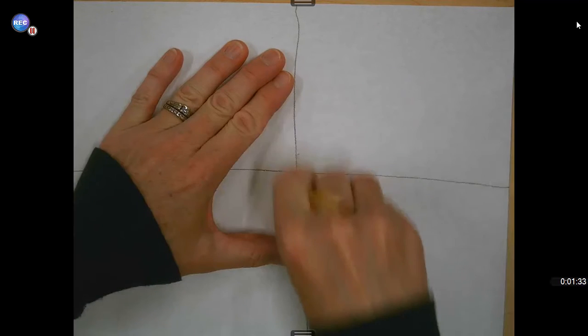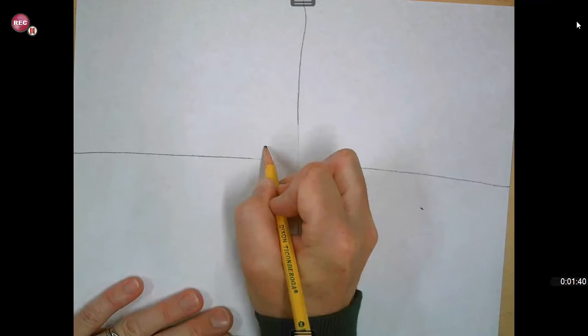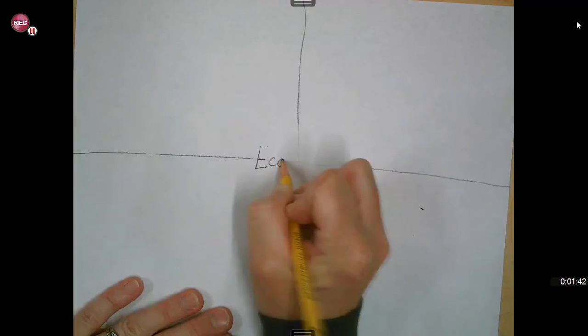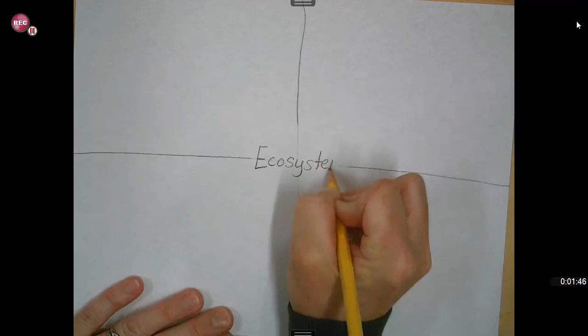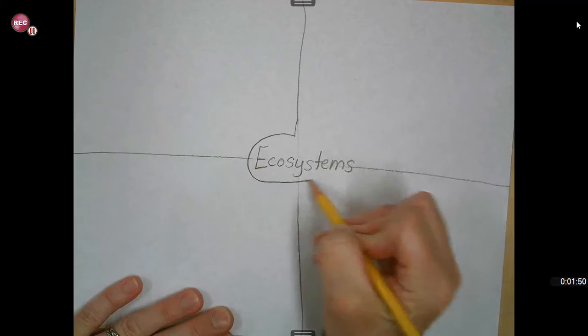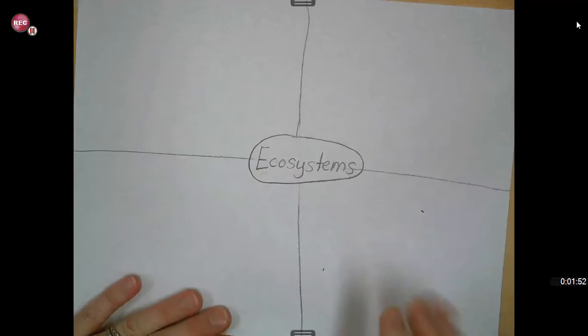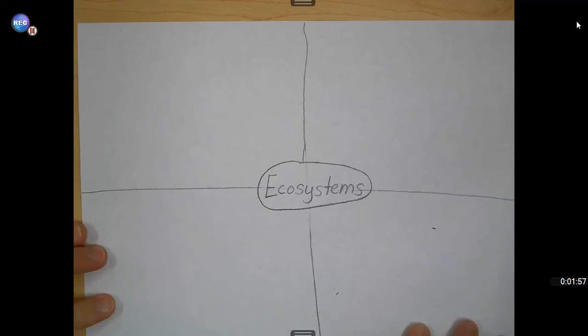And then I'm going to erase the middle because I'm going to put what this paper is about, and this is about ecosystems. So I'm going to write the word ecosystems. Pause the video as you need in order to catch up with me. Then I'm going to draw a circle around it. And then you're going to actually have 5 different ecosystems. I'll show you how you're going to do that.